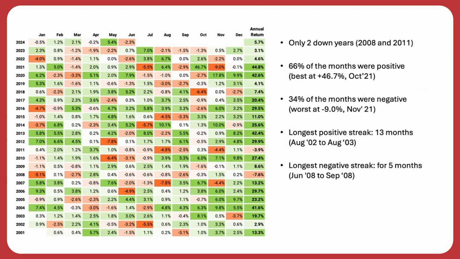The longest positive streak, I love to look at these numbers. The longest positive streak was 13 months from August 02 to August 03, and the longest negative streak was 5 months, June 08 to September 08. Why do I love to look at these streaks? Because when we go live, it's important, at least for me, to know that we might have periods of negative months. So I find it's really important to know this.